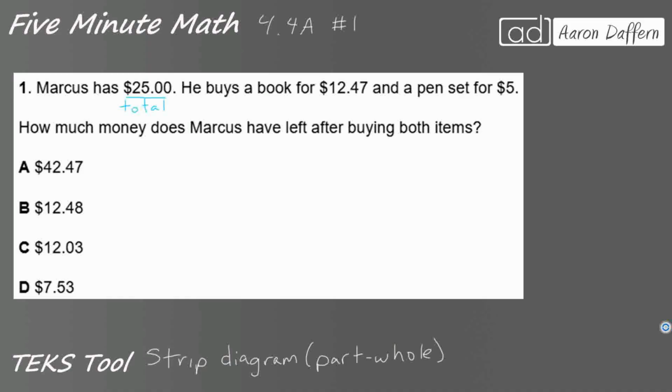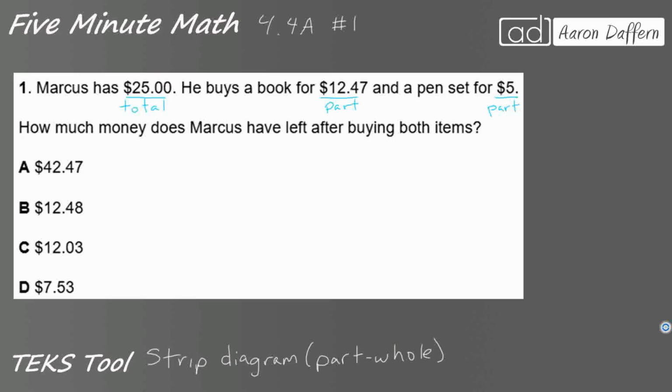Sometimes they'll give it to you as easy as that. Sometimes that's going to be the unknown, but when we think it might be a part-whole relationship, we need to find the total or the part. So now let's look at the parts of his money. He's walking in with $25 and he's going to take parts of that away. $12.47 is a part that is spent on a book. $5 is a part that is spent on a pen set. And then how much money does he have left?